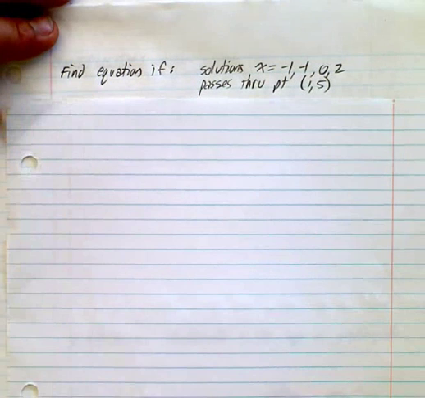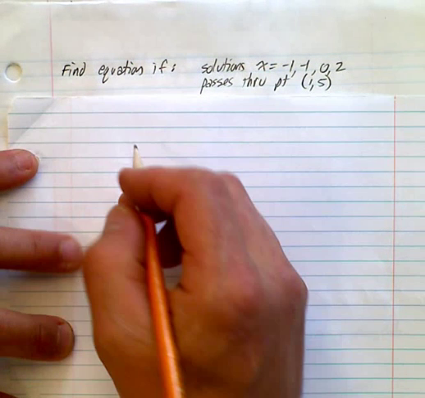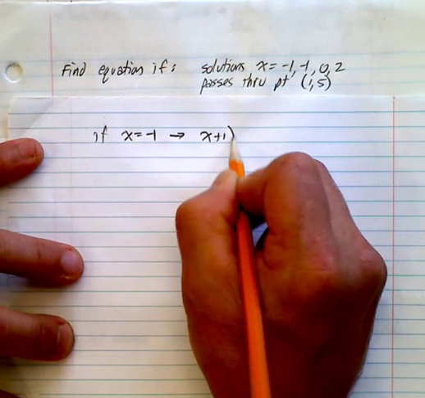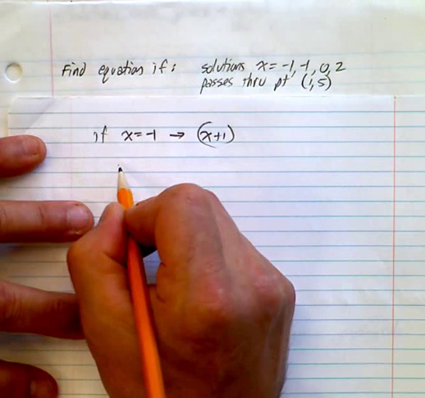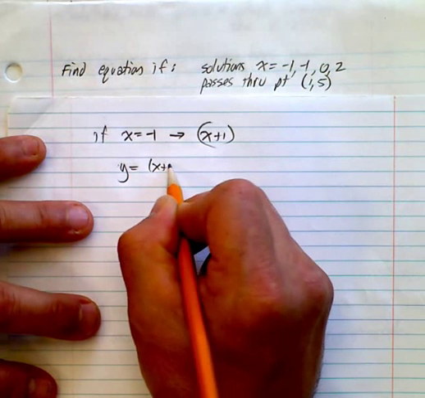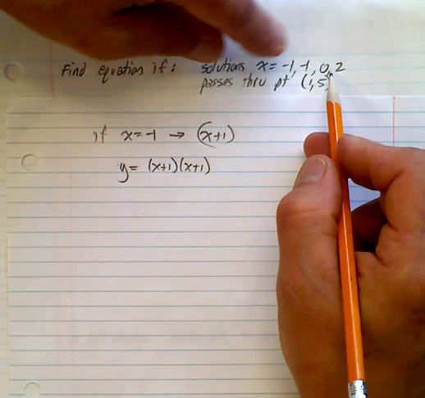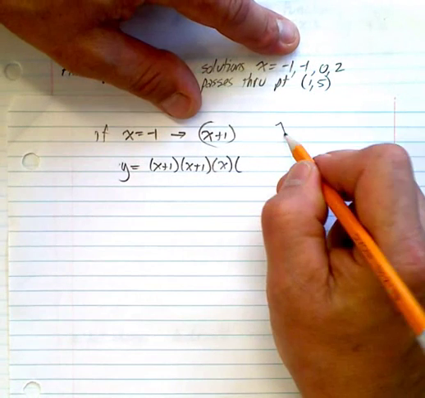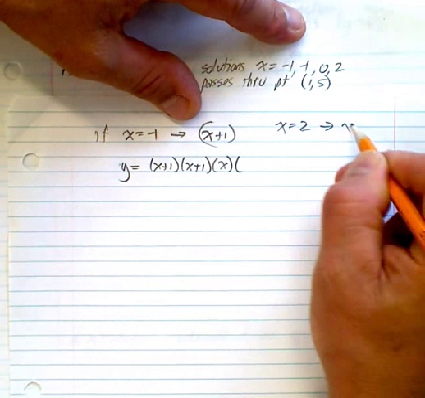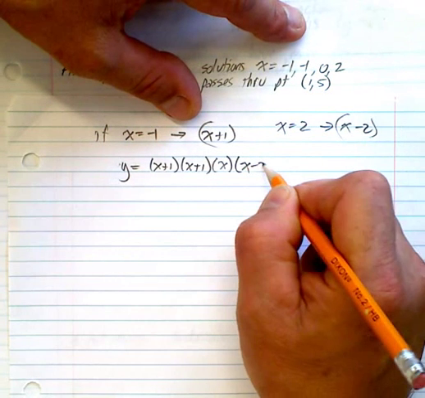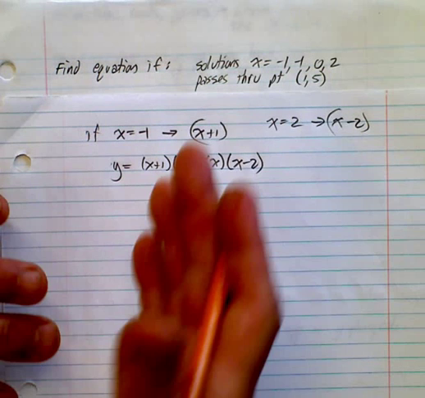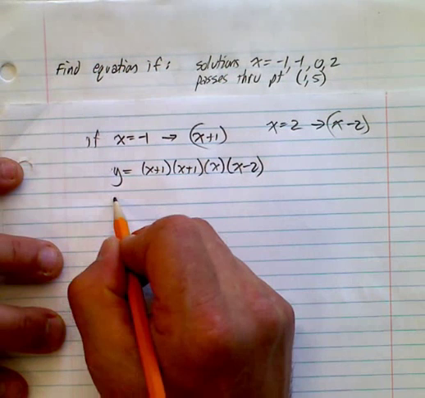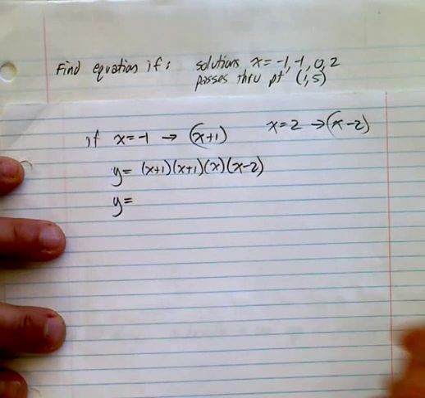Now we have to understand the difference between a solution and a factor. If x is equal to -1, that means x plus 1 is a factor. So now I have y is equal to x plus 1, and I have that twice. I have x equals 0, which means it's just an x, and I have x equals 2, which means x minus 2 is a factor. You've got it pretty much in the right form here. We can multiply it out, but that becomes a pain.